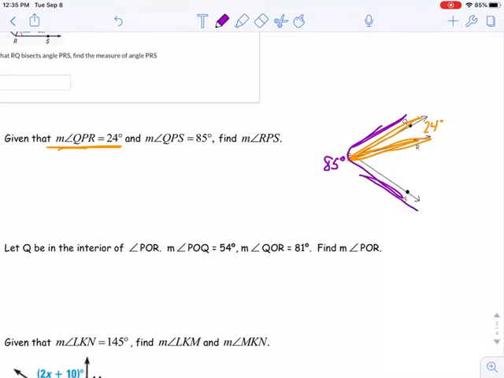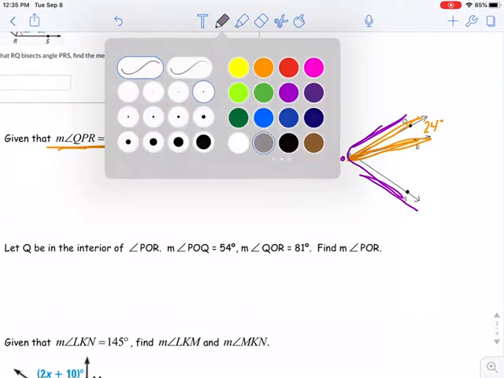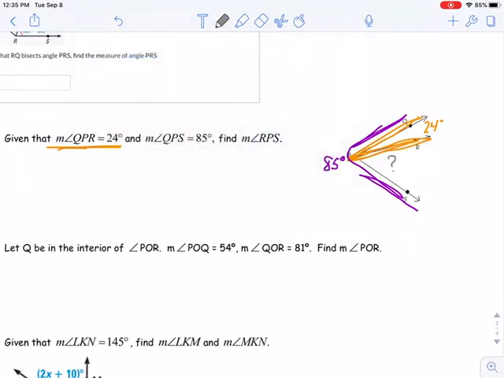All right, now these aren't the same anymore. So I have to find this missing angle over here. What is this? All right. So we got the angle addition postulate. I can say, well, the measure of angle QPR plus the measure of angle RPS equals the measure of angle QPS. All right. And then let's just fill in what we know.